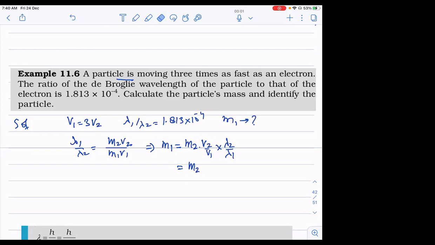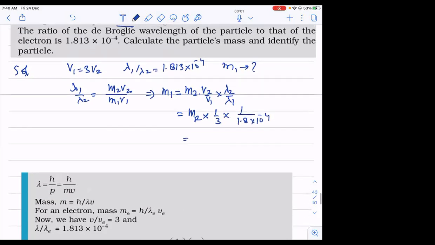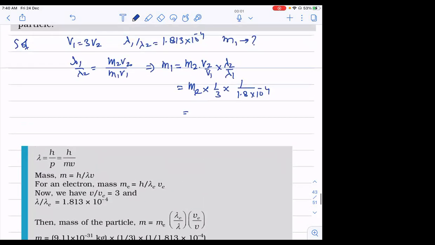तो पुट कर सकते हैं मास ऑफ इलेक्ट्रॉन कितना है. V2 by V1 कितना है बोलिए. 1/3. और lambda 1 by lambda 2. ये भी नीचे आ रहा है क्या? How much this is coming? देखते हैं solution. 1.67 into 10 to the power minus 27 आ रहा है क्या? How it is?